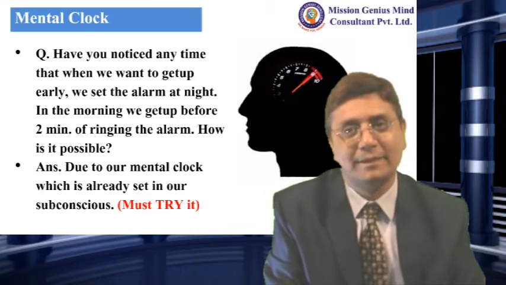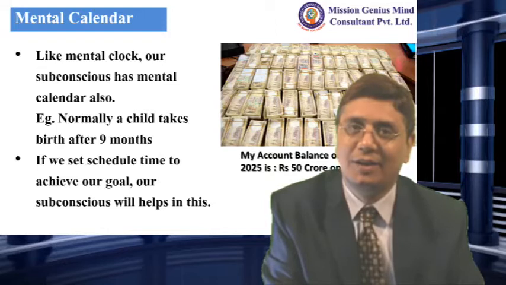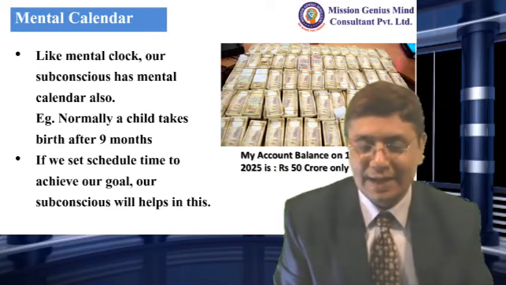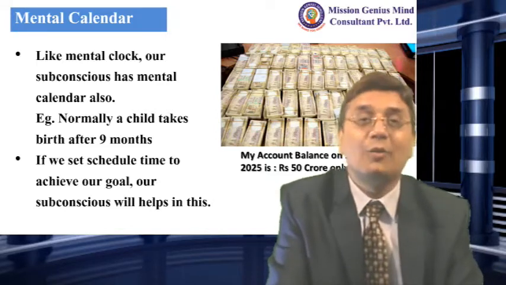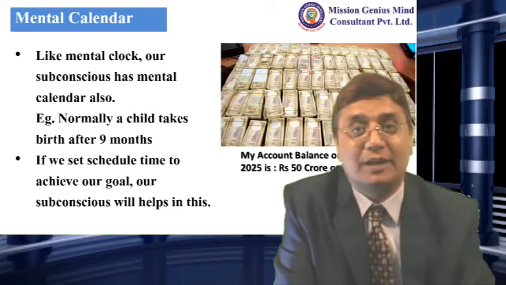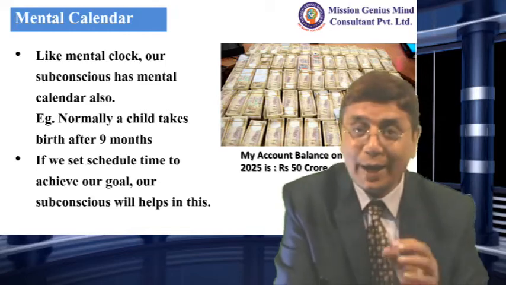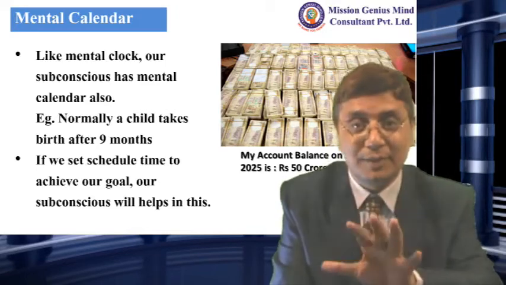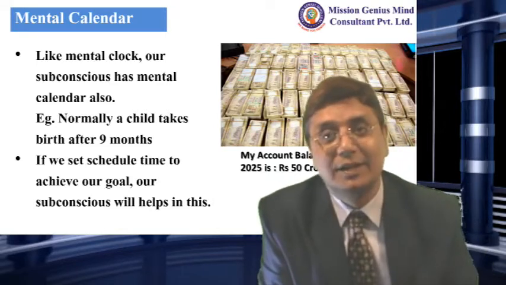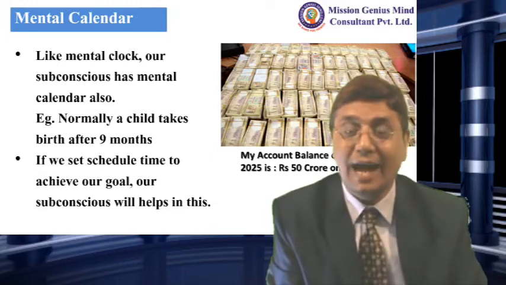Now, similar to the mental clock, there is a mental calendar. So I can say to my subconscious, using this mental calendar, my account balance on 1st January 2025 is $50 million, or whatever amount. I am giving my command to the subconscious that I need this over the next 9 years. Bring this situation true for me, and we'll work on it.